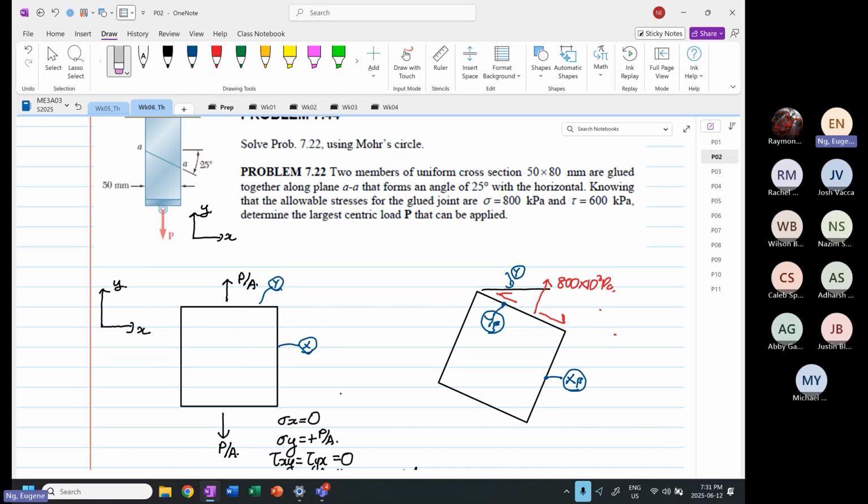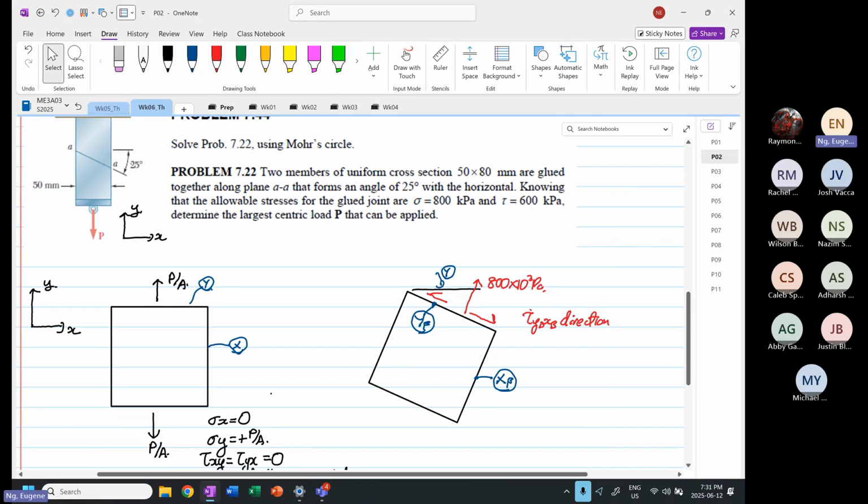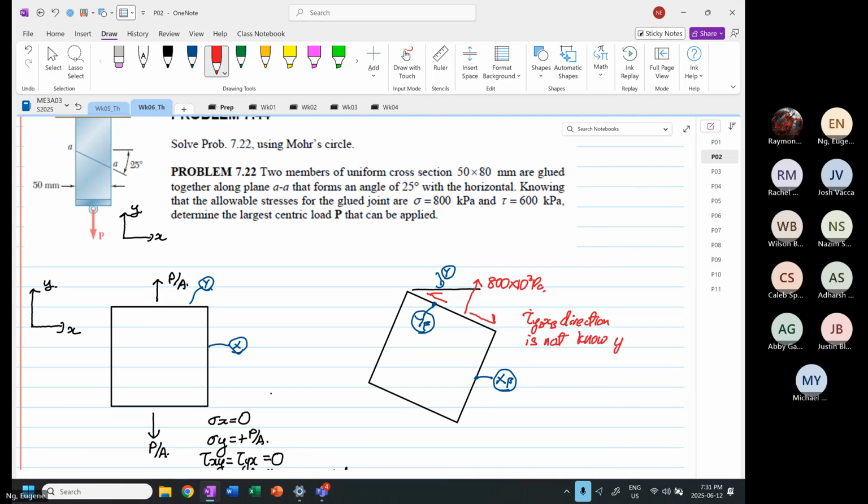So the shear x or shear y beta, x beta direction is not known yet, until Mohr circle is constructed. If you don't construct Mohr circle, you will not know. Okay, so for now, we don't know yet.